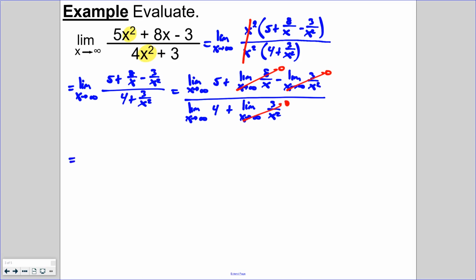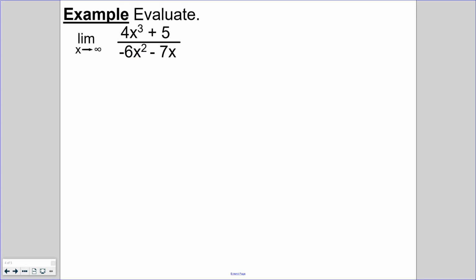And that's going to leave us with the limit as x approaches infinity of 5 over the limit as x approaches infinity of 4. And we know the limit of a constant is that constant, so we're going to be left with the final answer of 5/4. So therefore, the limit as x approaches infinity of the quantity 5x squared plus 8x minus 3 all over 4x squared plus 3 equals 5/4. Alright, so let's take a look at another one.